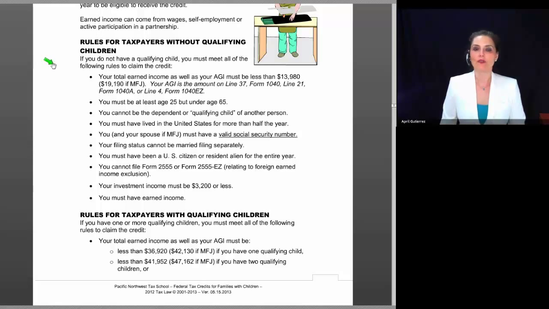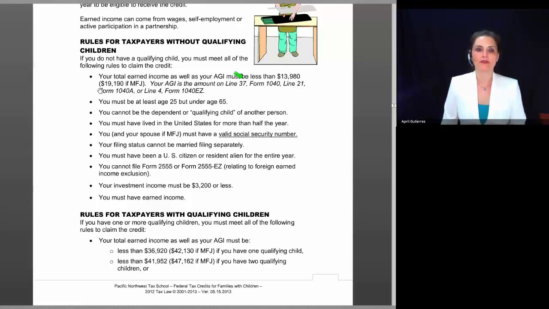If you do not have a qualifying child, you must meet all of the following tests to claim the credit. The total earned income, as well as your adjusted gross income, must be less than $13,980, or $19,190 if you are filing a joint return. Your adjusted gross income is the amount that shows on line 37 of your Form 1040 or on the equivalent lines of your 1040A or EZ.